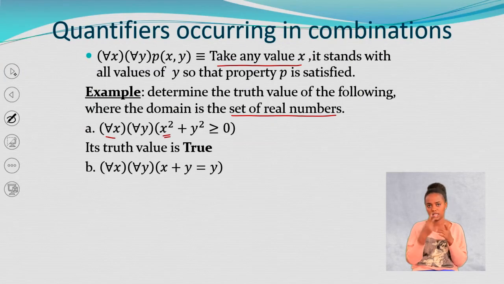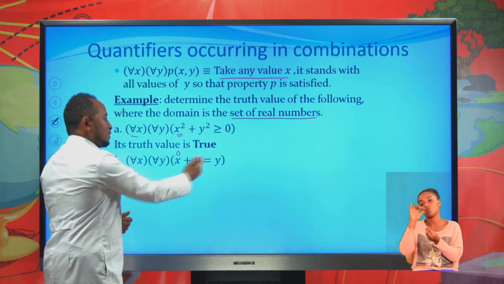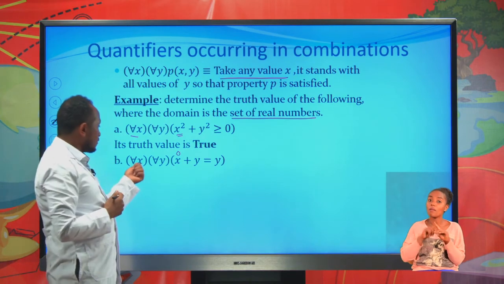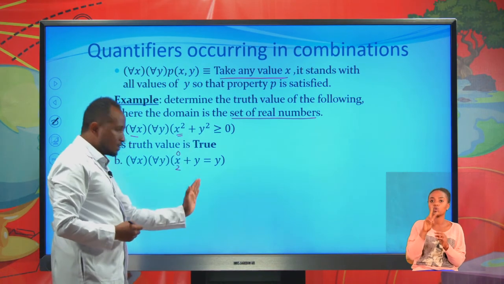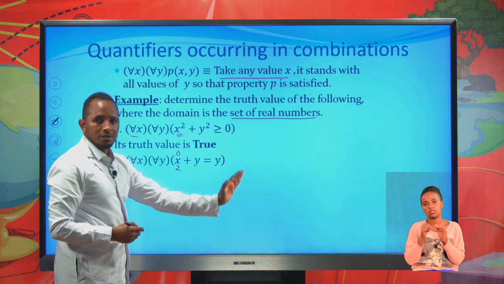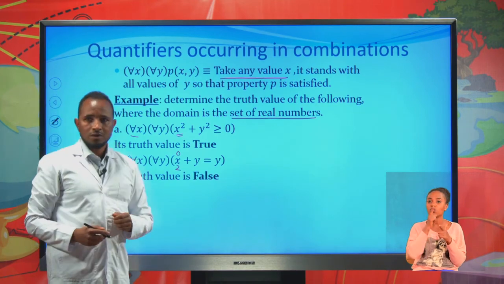Now let's see this one. Here it says, for all x, for all y, x plus y is equal to y. Here, take any real number x, that value will stand with all y, so that this property is satisfied. If you take 0, this 0 stands with all y, so that 0 plus y gives you y, yes. But here it is for all x, not for some x. If you take 2, 2 plus any real number doesn't give you the real number itself. Because of this, this statement is false. Therefore, its truth value is false.